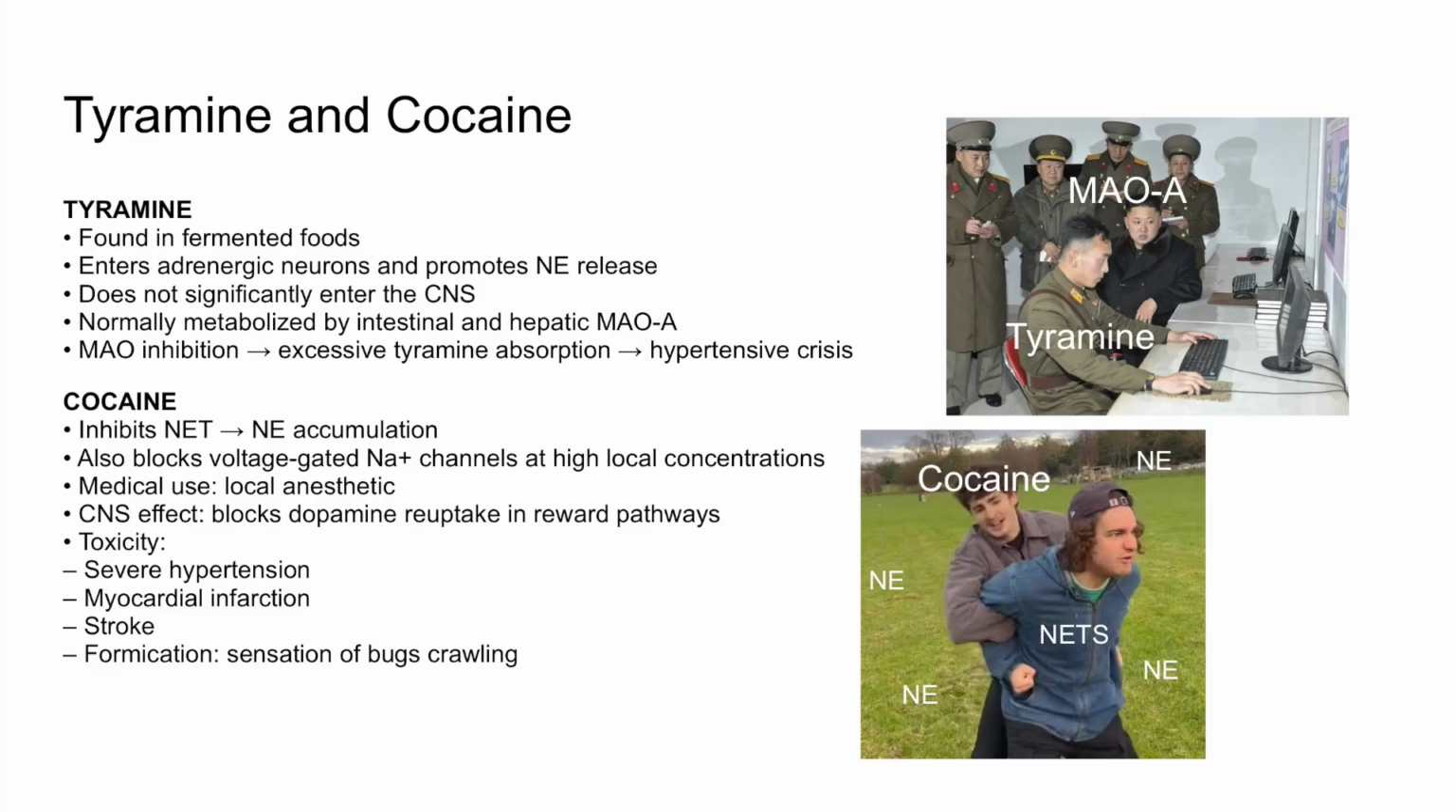Cocaine increases sympathetic signaling by blocking monoamine reuptake, including norepinephrine reuptake through NETs and dopamine reuptake in the central nervous system reward pathways. So norepinephrine, therefore, accumulates around the heart and blood vessels, producing tachycardia, vasoconstriction, and severe hypertension. This combination markedly increases myocardial oxygen demand while reducing coronary blood flow, creating a high risk of myocardial infarction, arrhythmia, and stroke. Cocaine also blocks voltage-gated sodium channels, explaining its limited medical use as a topical local anesthetic. Severe toxicity may also include agitation, seizures, and formication. So that's the sensation of insects crawling on or beneath your skin.